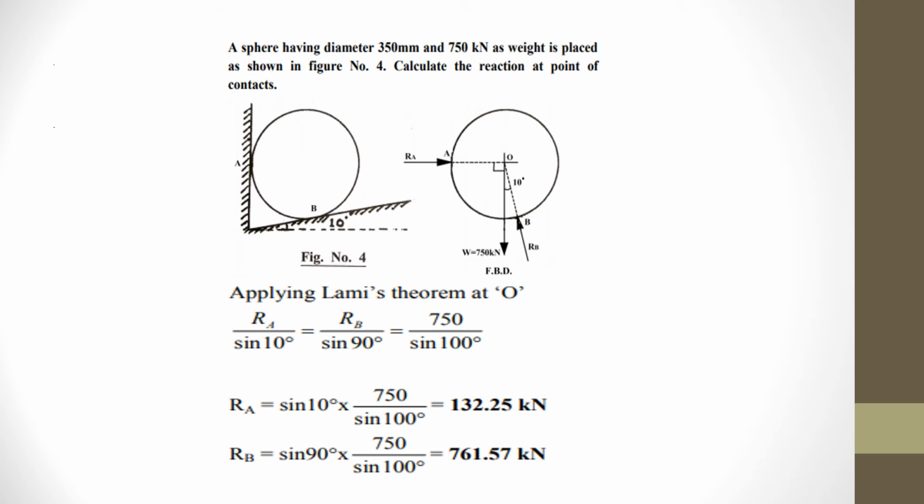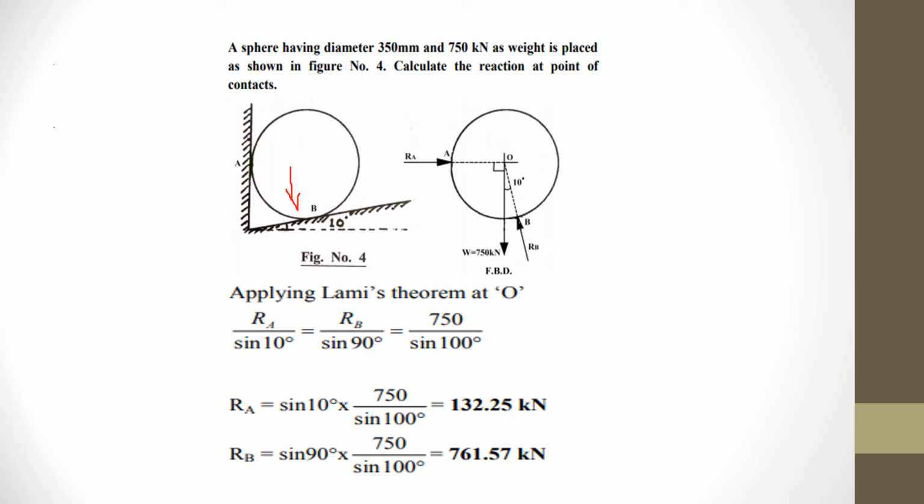Now we will take the next example. A sphere having diameter 350 mm and 750 kilonewton as weight is placed as shown in figure. Calculate reaction at points of contact. So here the downward weight will be there like this in downward direction, and its value is 750 kilonewton as weight is given. Diameter is given as 350 mm.